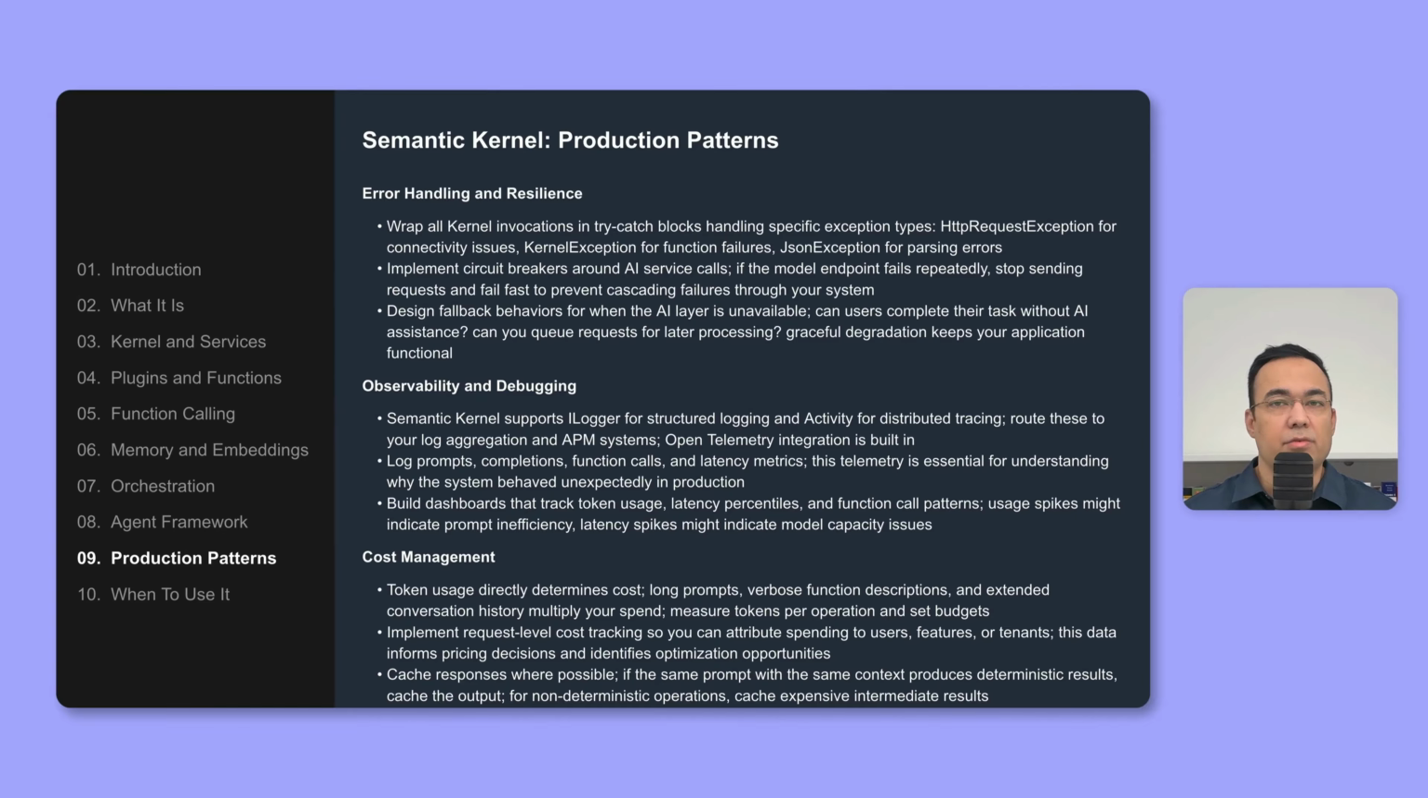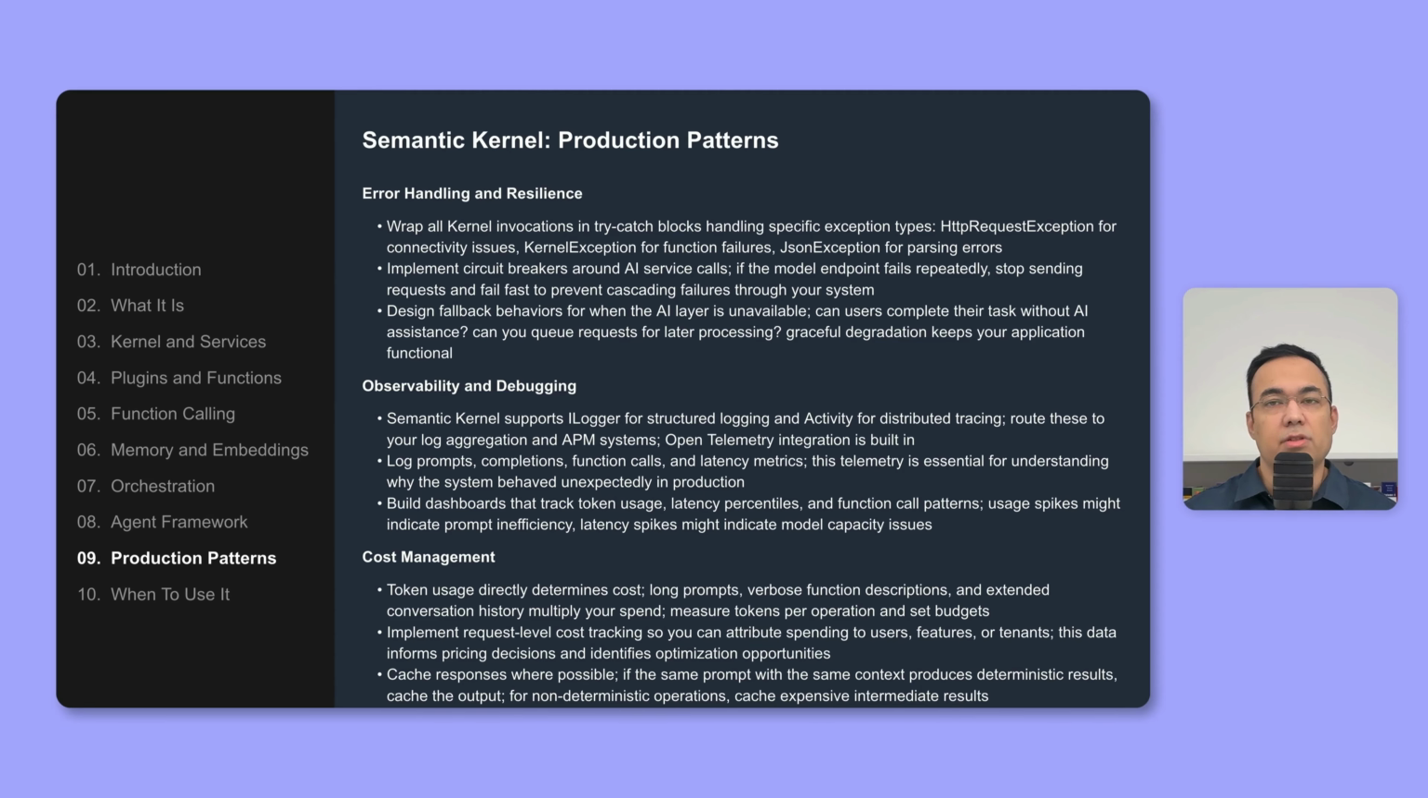AI systems can be difficult to debug without this visibility because the same input can produce different outputs depending on the model state and context. You should be building dashboards that track token usage, latency, and function calling patterns. Usage spikes might indicate prompt inefficiency when you are sending more tokens than necessary. Latency spikes might indicate model capacity issues or inefficient function implementations.